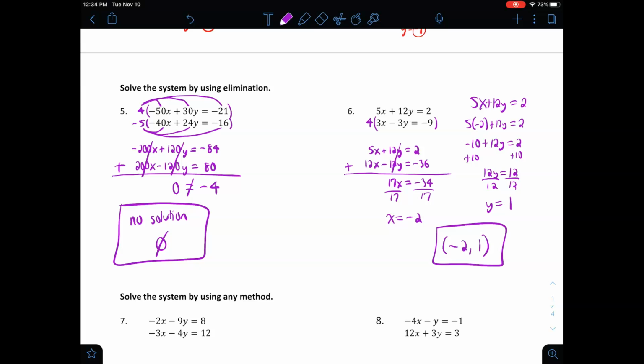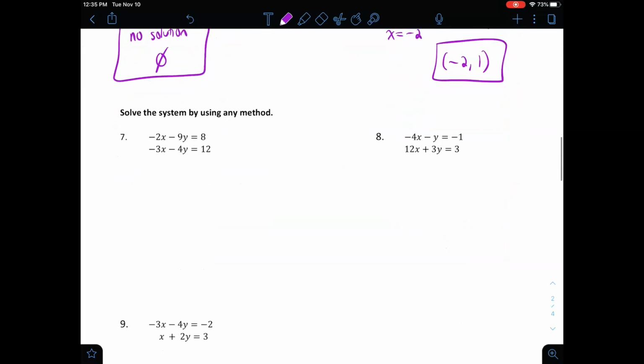All right, solve the system by using any method. All right.